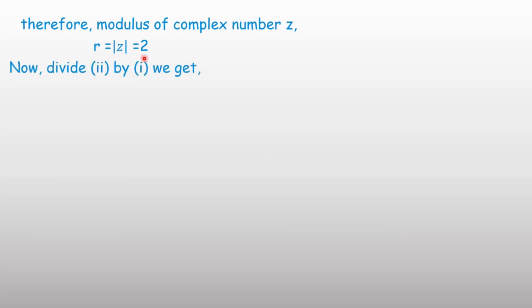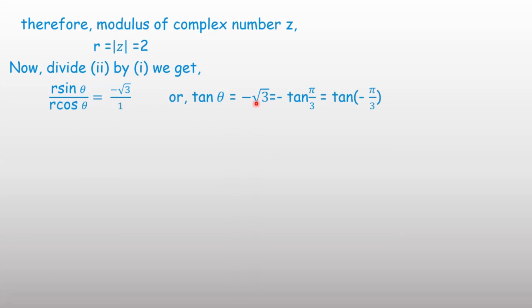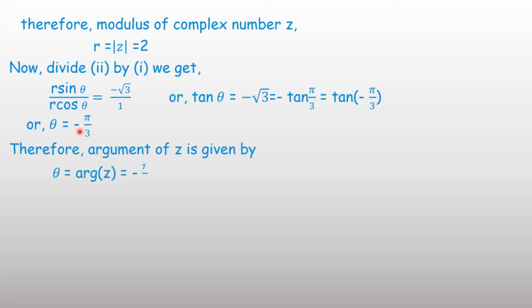Now divide the second equation by the first. We get r sin theta upon r cos theta equal to minus root 3 upon 1. So tan theta equal to minus root 3, and root 3 is the value of tan pi by 3, or tan 60. And tan is negative in the fourth quadrant, therefore tan of minus theta equals minus tan theta, so we can write this as tan of minus pi by 3. Therefore theta equal to minus pi by 3. And theta means the argument of the complex number. Therefore argument of z equal to minus pi by 3.